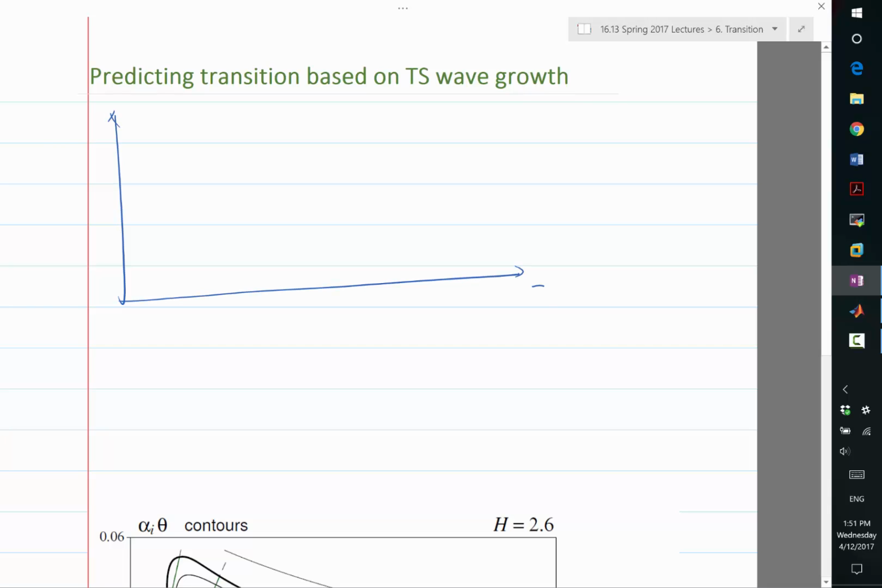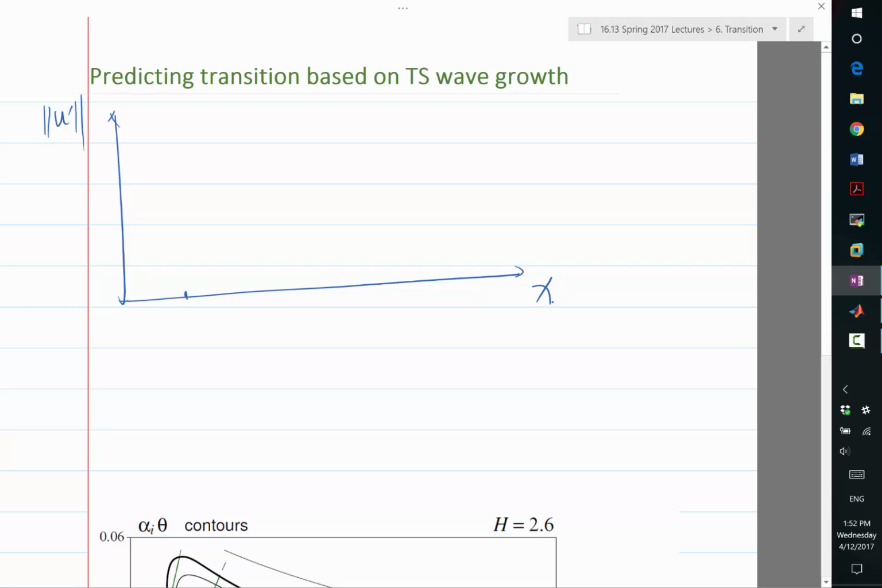Plotting the growth like that. So this is the x direction. This is the amplitude of my u prime, for example. Usually there is a particular Re theta, corresponding to a particular x location, that starts to support any growth.